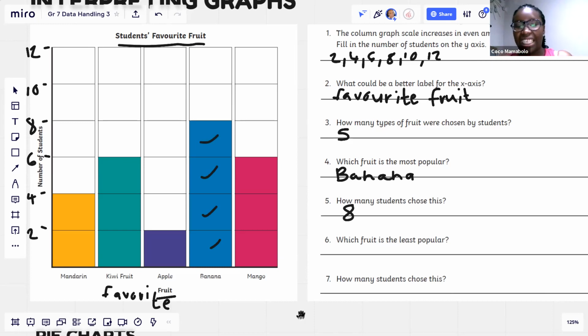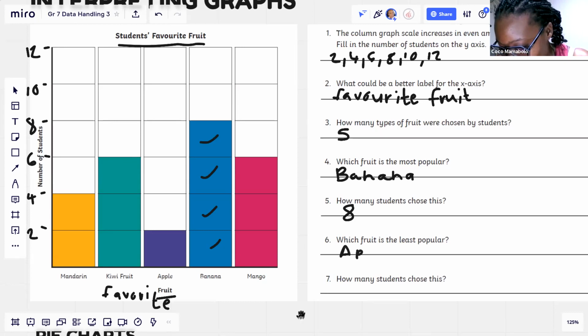And which fruit is the least popular? Ma'am, apple. Apple. Somebody said grape, guys. There's no grape there, guys. That's apple.